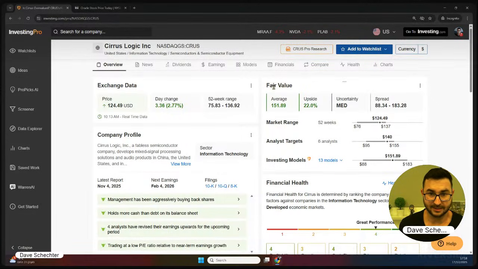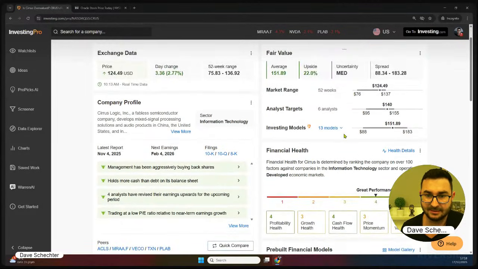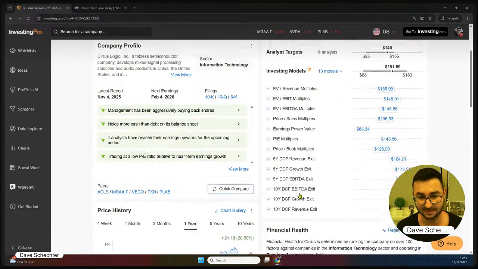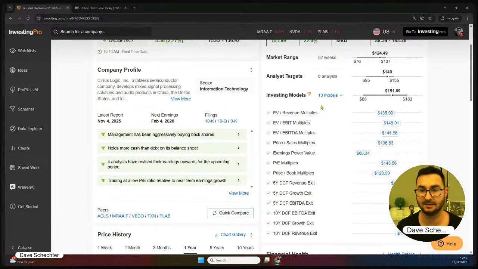So essentially, what is fair value? Fair value can be found on the right side of every equity page. And essentially what it is, is our proprietary scoring model based on up to 17 different investing models in order to take a look at the company's latest book of business in relation to its current market price. The models that we're looking at are EV to revenue multiples or PE multiples, 5-year DCF growth exits, up to 17 of these unique investing models.